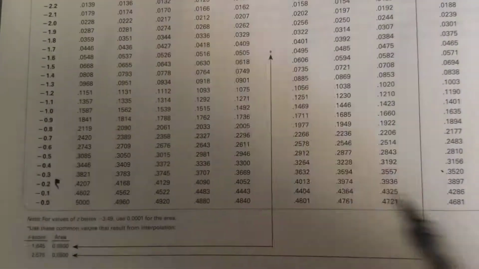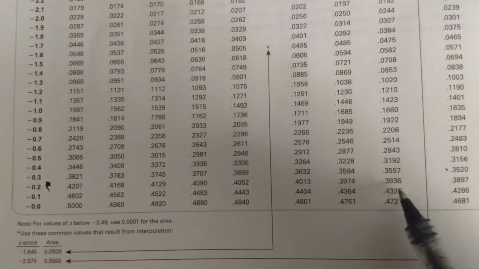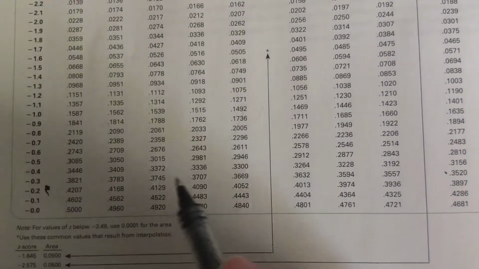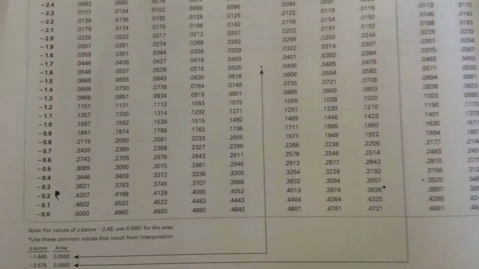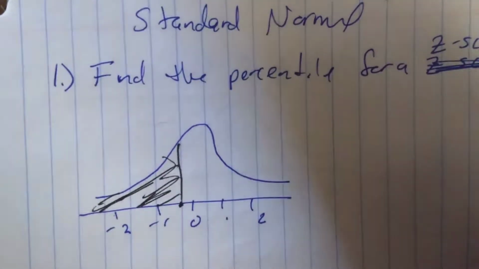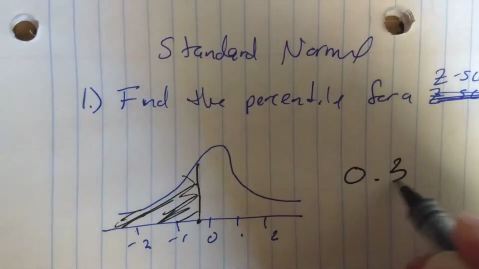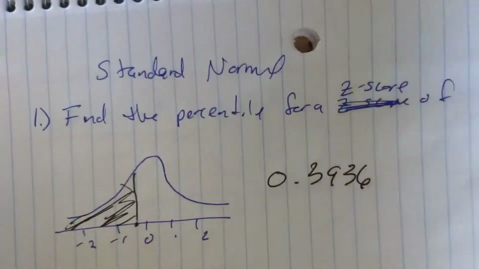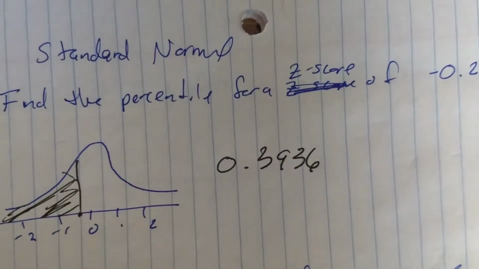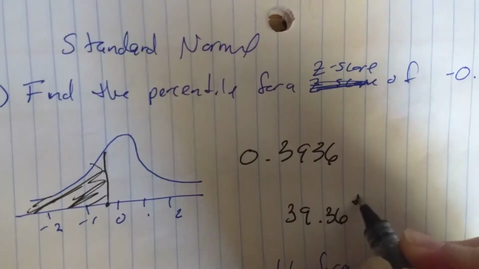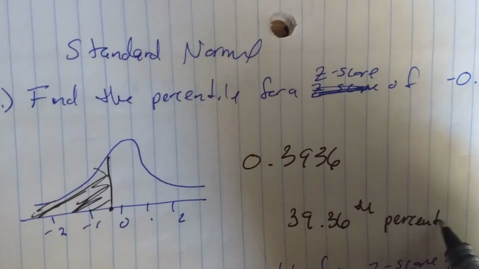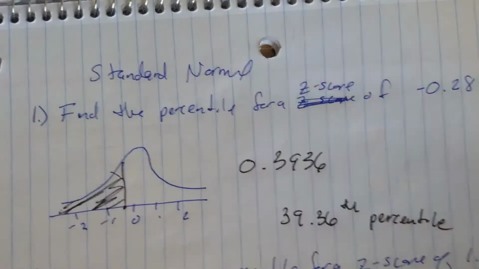And if we see this column right here with that row, we're looking at 0.3936. So according to the standard normal table, 0.3936. Now that is in decimal form. So if I want to write it as a percentile, I'd say the 39.36th percentile. Not too bad. Okay.